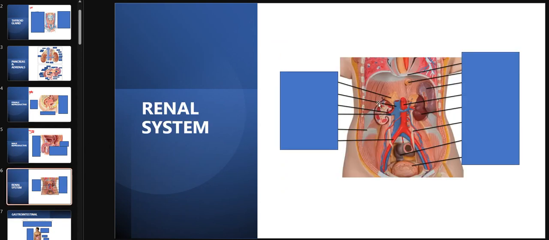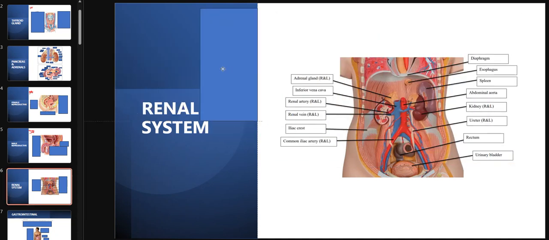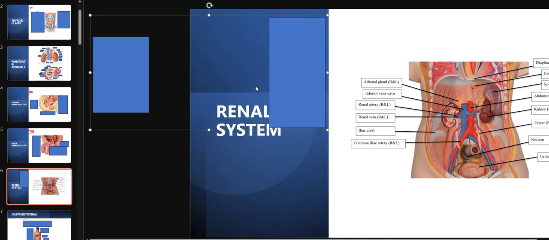Renal system. We have right and left adrenal glands, inferior vena cava, right and left renal artery, right and left renal vein, iliac crest, right and left common iliac arteries. Over here we have the diaphragm, esophagus, the spleen, abdominal aorta, right and left kidneys, right and left ureters, rectum, urinary bladder. Okay, common iliac artery, right and left.